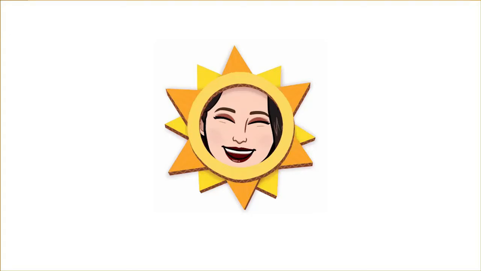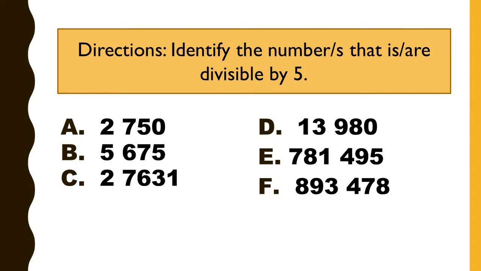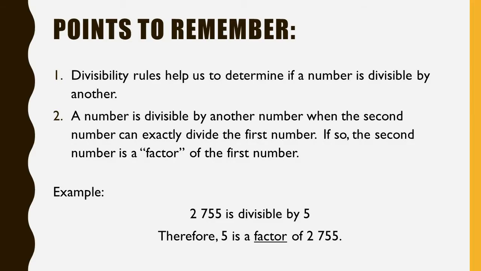Good day! Today, we're going to talk about divisibility rules. Identify which among these numbers are divisible by 5. Can you determine which are divisible by 5 by merely looking at the numbers? This is the reason why we need to know divisibility rules. It helps us to determine if a number is divisible by another without going through the long division method.